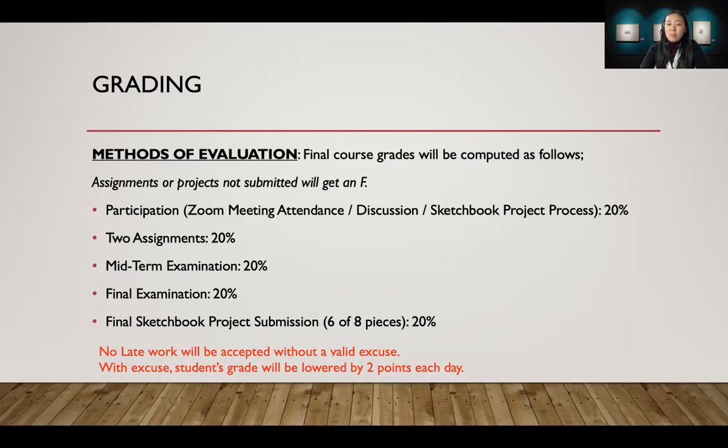And this is very important on the last 2 sentences. No late work will be accepted without a valid excuse. With an excuse, your grade will be lowered by 2 points each day. So please keep this in mind.